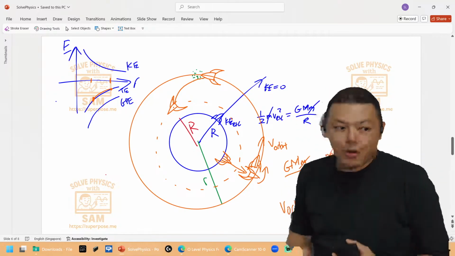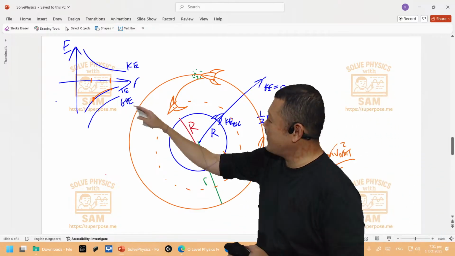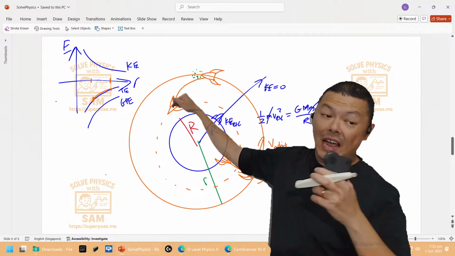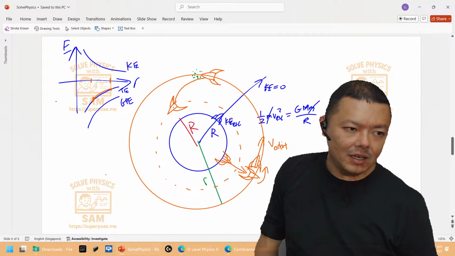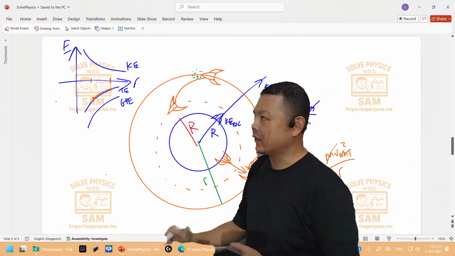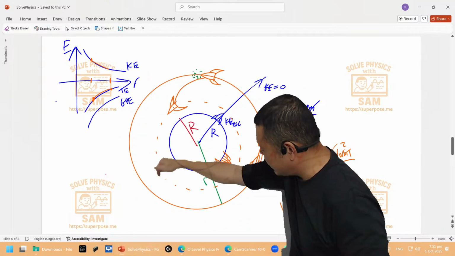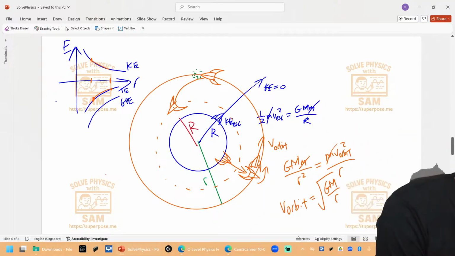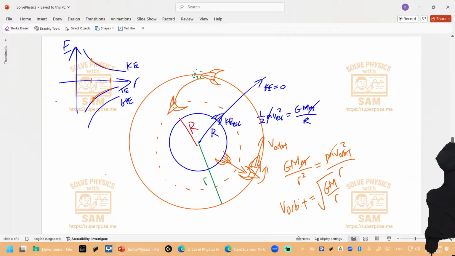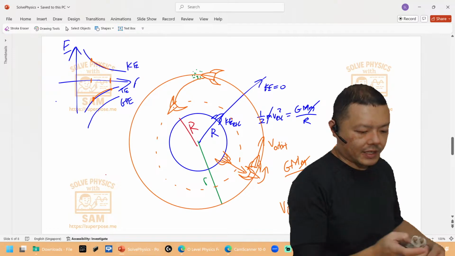But the ironic thing is, even though it's now at a lower orbit, even though it has lost energy, what happens to the KE of the rocket? Yeah, it actually goes faster. So the rocket is actually orbiting faster. That's like the string thing, right? That's wrapping around a stick.